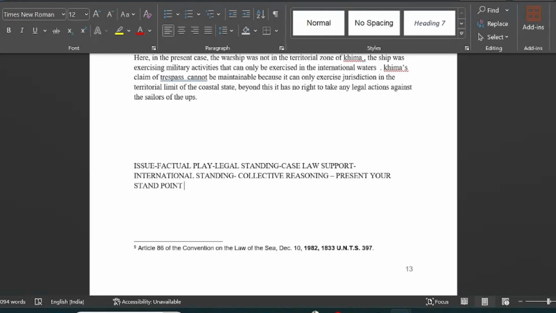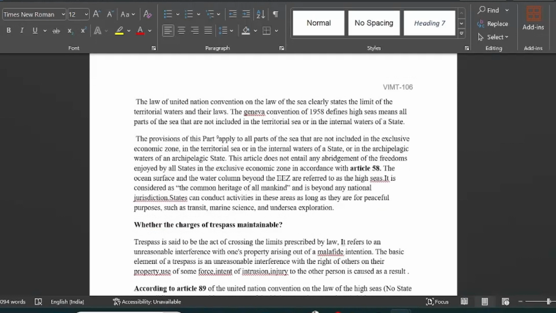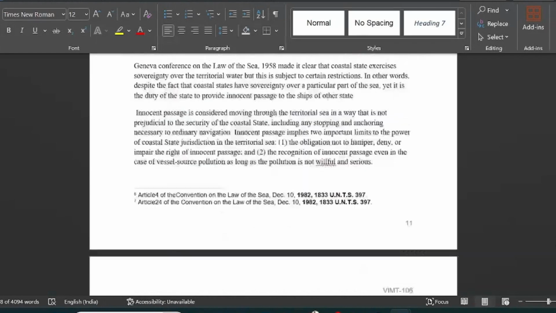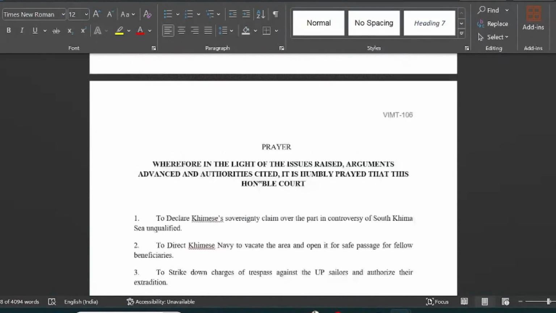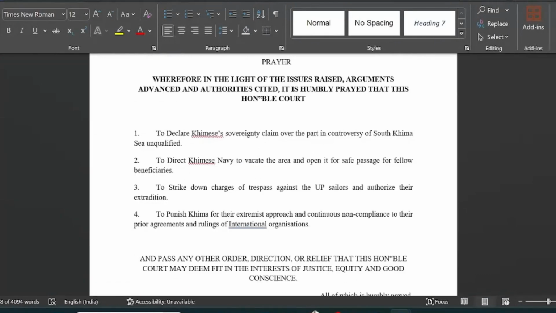अगर आप ये मेमोरियल देखेंगे तो कई जगह मैंने यहाँ पर टुवर्ड्स द एंड ये सब ऐसे मेंशन करा होगा। It is considered as a common heritage of all mankind and is beyond any nation's jurisdiction. State can conduct activities in these areas as long as they are peaceful, for peaceful purposes such as transit, marine exercise, etc. ये देखिए कई जगह पर मैंने यहाँ पर मेंशन करा होगा कि क्या मैं कोर्ट से मांग रहा हूँ, which specifically in a very concise manner you do mention in your prayer section.